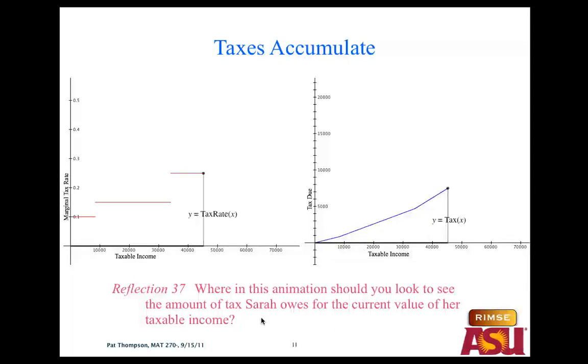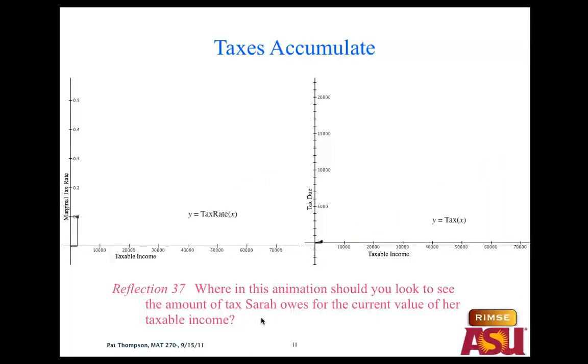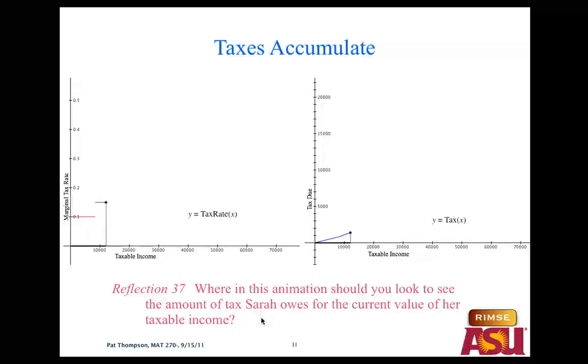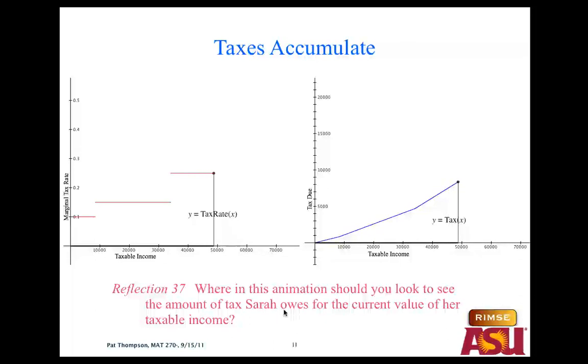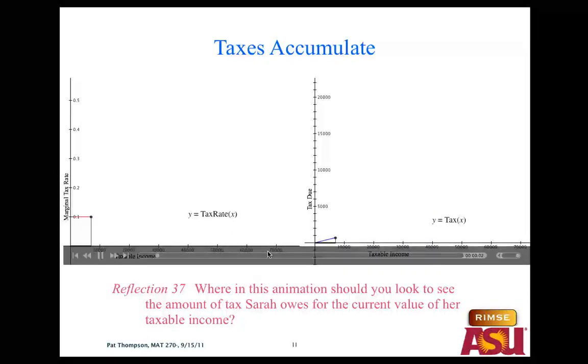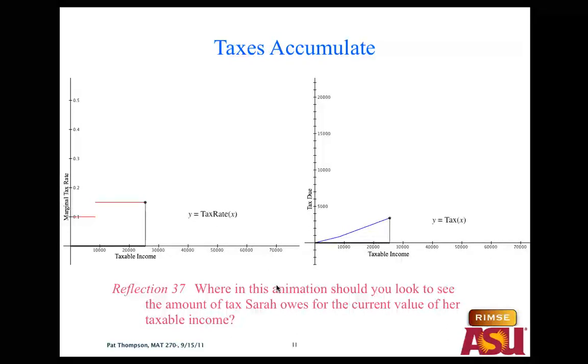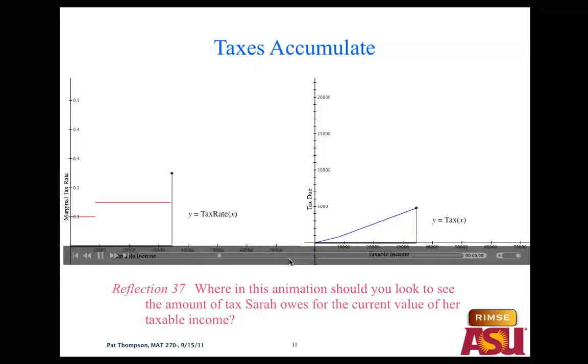So where would you look to see the amount of tax that she owes for the current value of her taxable income? Peter. You would look at the right graph, the value of the point. So the value of the point. Can you be more specific? You would look at the value of the point on the right graph. Okay, the point that is the x and y coordinate. What about that point would you look at to see? You would see how much she owes. Like you would multiply the tax rate by the income she has at that point.